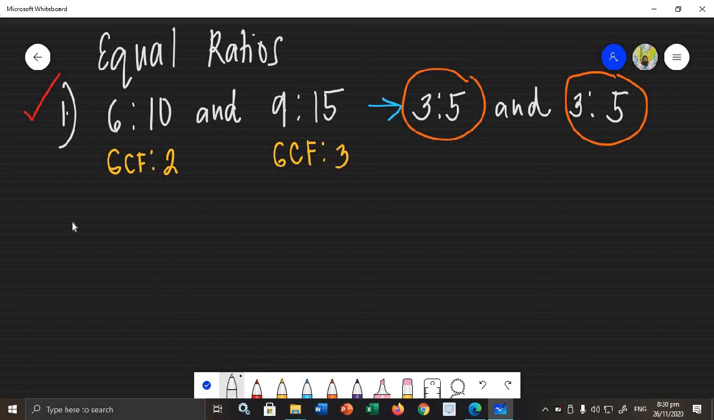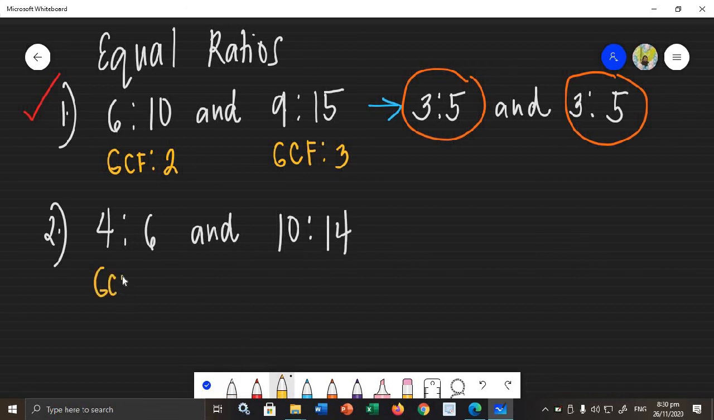Okay, and then another example, let's say I have 4 is to 6, and then, let's say 10 is to 14. Okay? So, we need to look for the GCF for us to know yung lowest term nila. So, 4 and 6, ang GCF niya ay 2. And then, 10 and 14, ang GCF niya ay also 2. Okay? So, now we will be looking for the lowest term of each ratio.